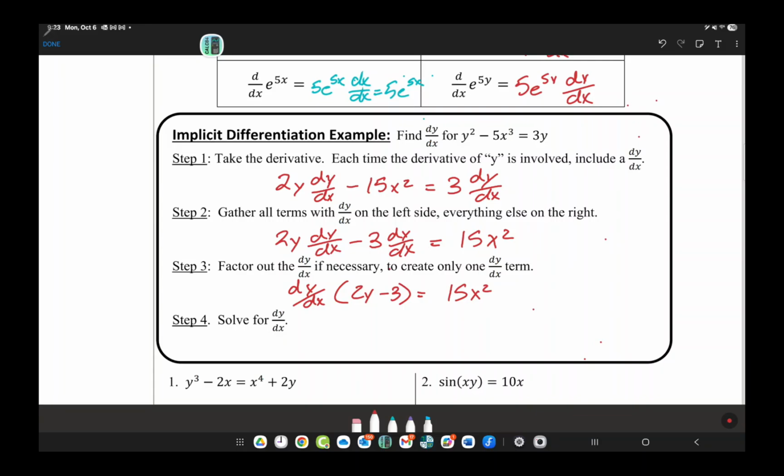And lastly, get dy dx by itself by dividing by what's in the parentheses. So dy dx is equal to 15x squared over 2y minus 3. We would just leave it like that. That's your answer.